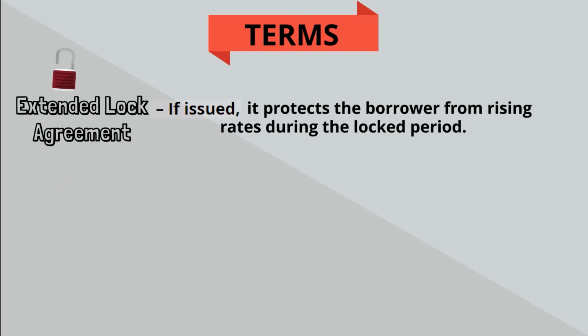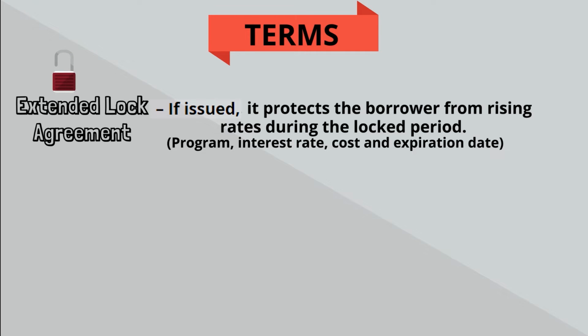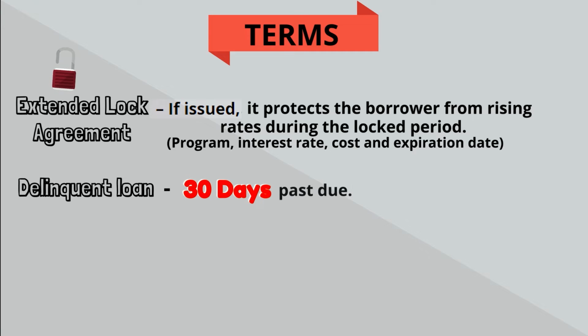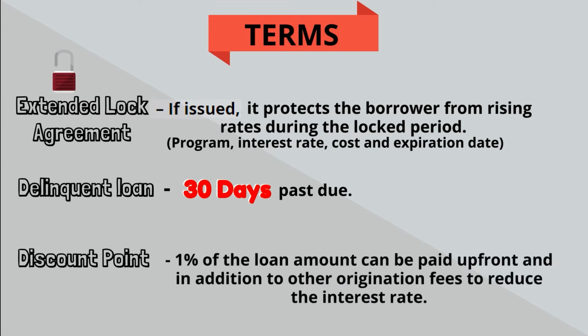Extended lock agreement. If issued, it protects the borrower from rising rates during the lock period. Must contain loan program, interest rate, cost, and expiration date and be between the borrower and the lender. Delinquent loan. Any loan over 30 days past due. Discount point. 1% of the loan amount can be paid upfront and in addition to other origination fees to reduce the interest rate.